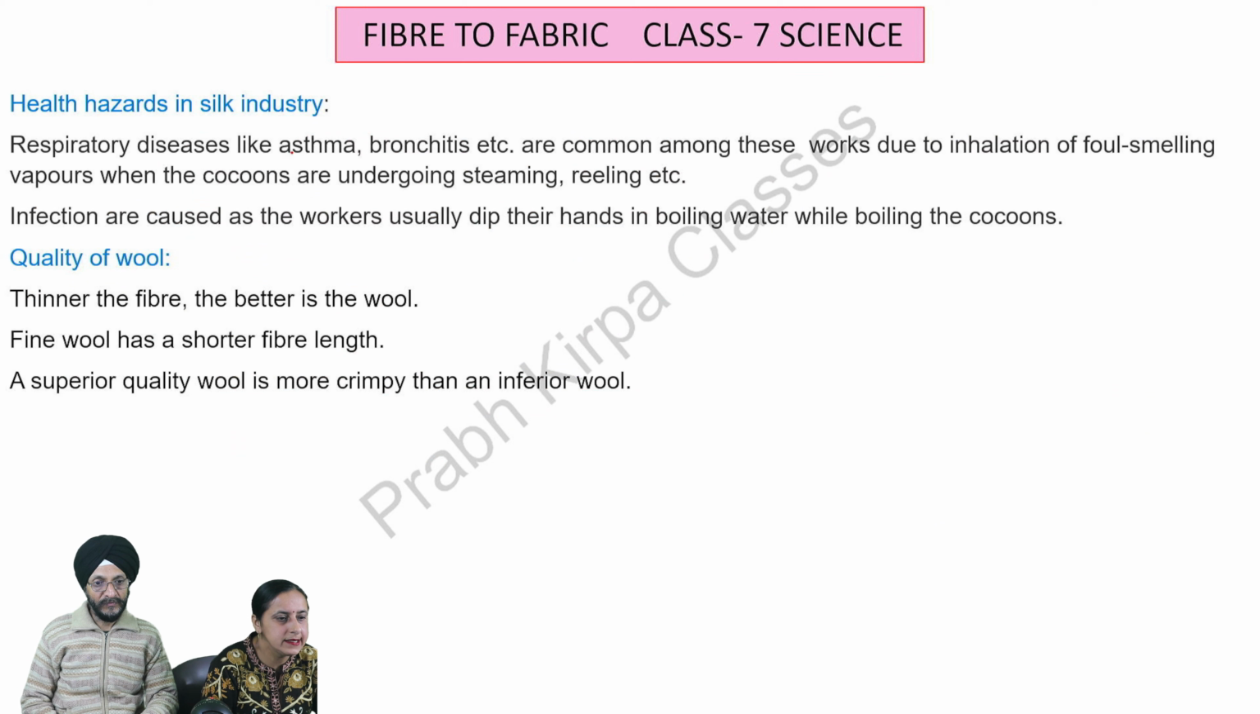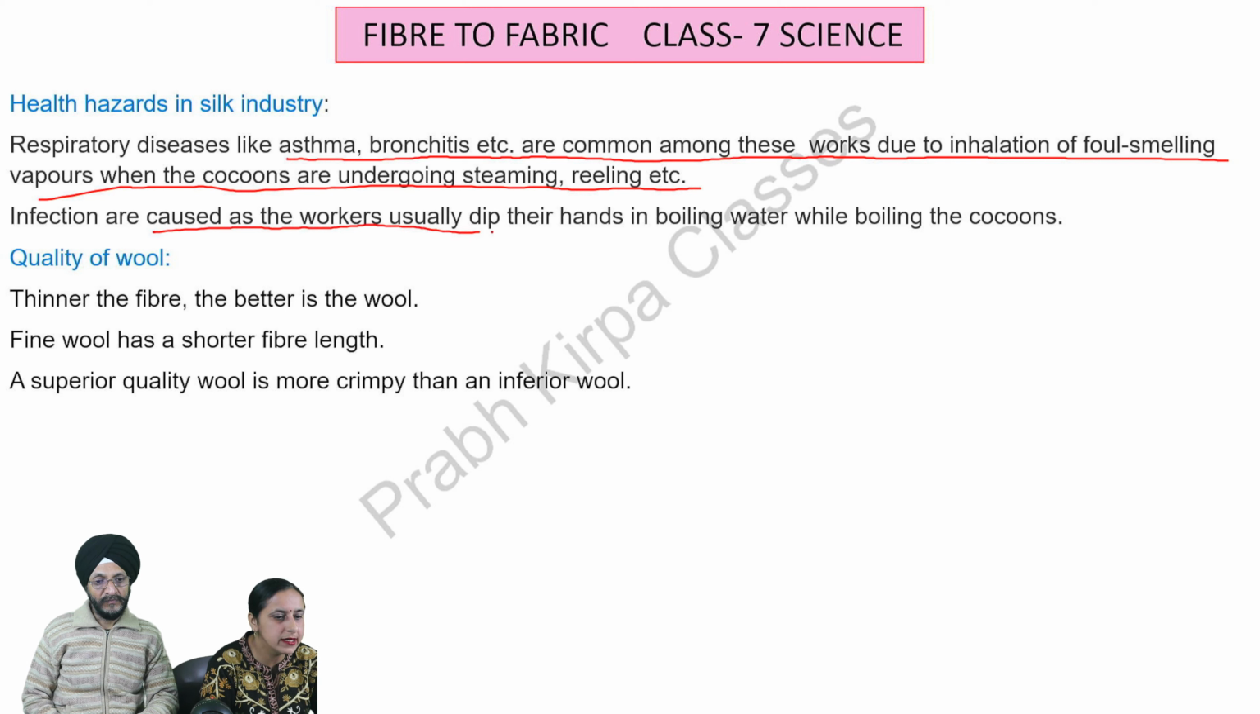Health hazards in silk industry. Respiratory diseases like asthma, bronchitis, etc. are common among these workers due to inhalation of foul-smelling vapors when the cocoons are undergoing steaming, reeling, etc. Infections are caused as the workers usually dip their hands in boiling water while boiling the cocoons.